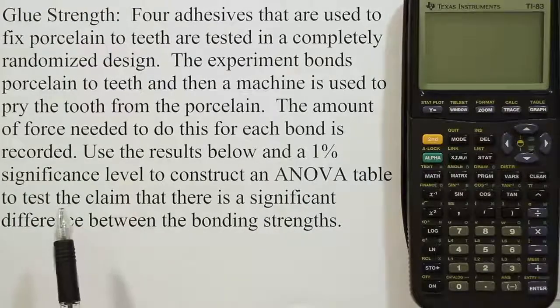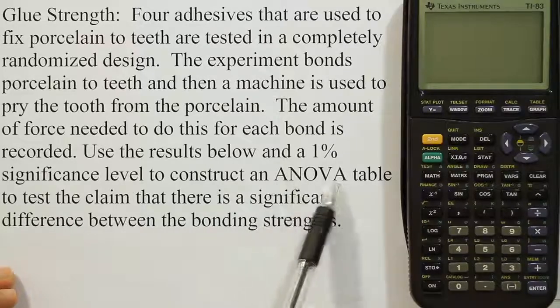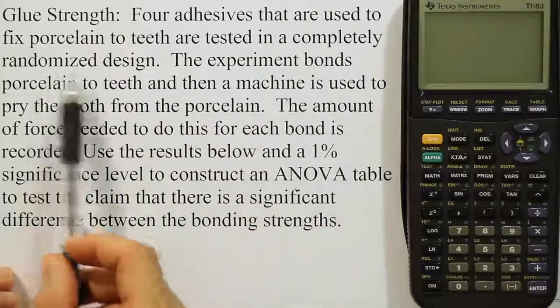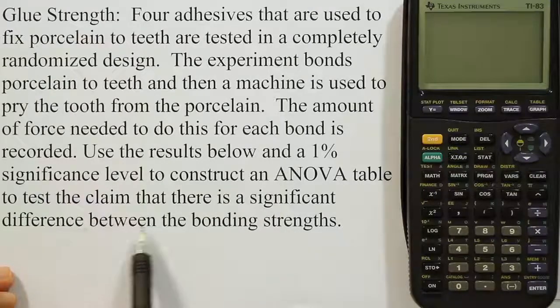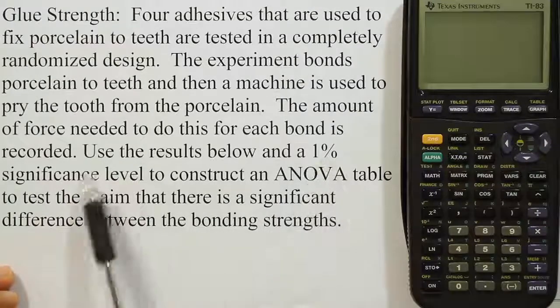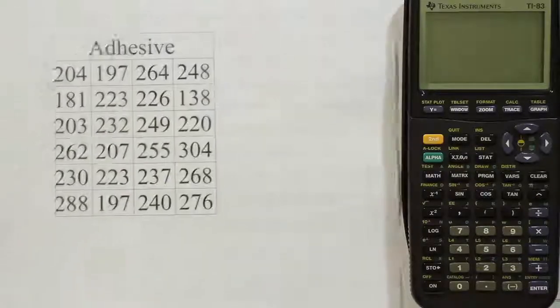Okay, so what we're doing here is clearly an ANOVA procedure, because it tells us that we're using ANOVA. It's for a completely randomized design experiment. They want to test the claim that there is a significant difference between the bonding strengths, and we're using a 1% significance level. Let's take a look at the data itself in the problem.